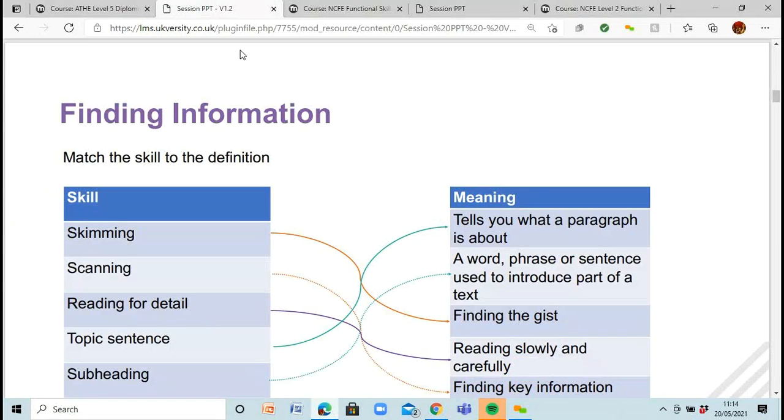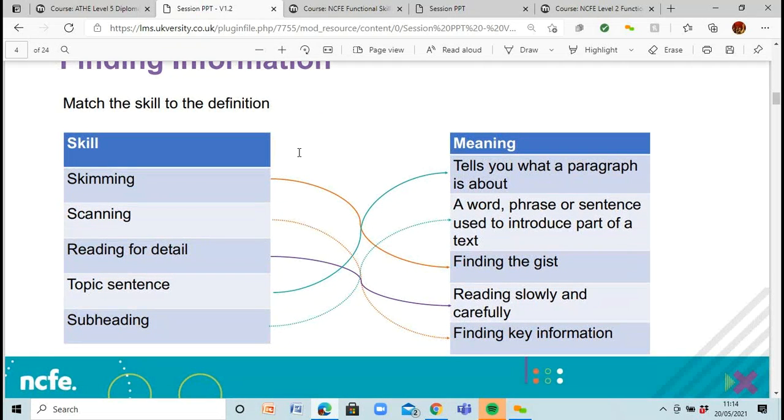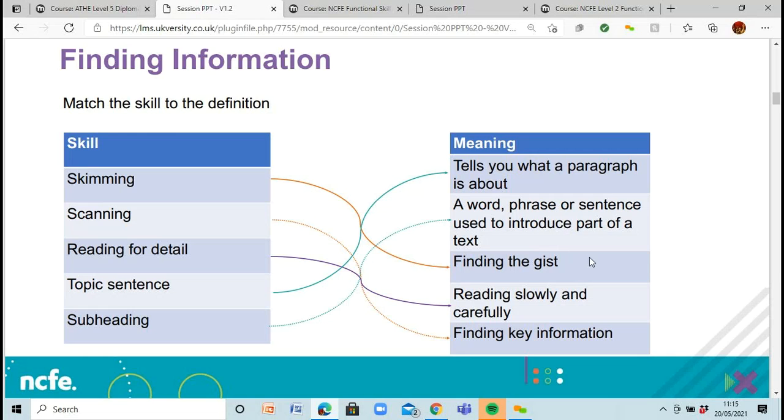So for finding information, we've got to match the skill to the definition. We've got skills on here, and we've got meanings on here. We've got skimming, scanning, reading for detail, topic sentence, and subheading. On here, you've also got: tells you what a paragraph is about, a word, phrase, or sentence used to introduce part of a text, finding the gist, reading slowly and carefully, and finding key information. Can somebody tell me which one skimming will match?